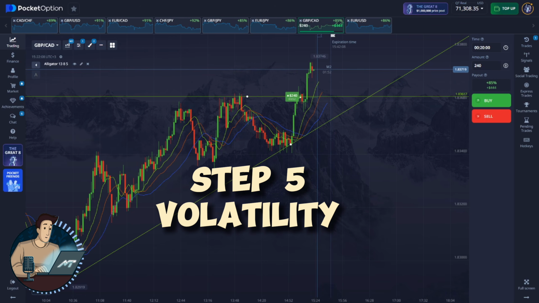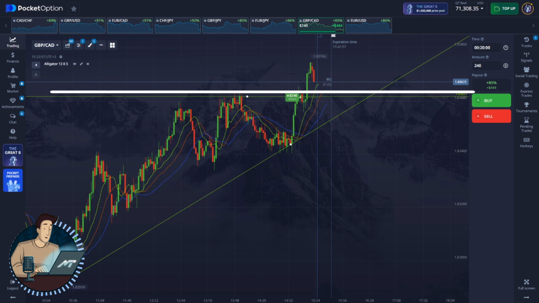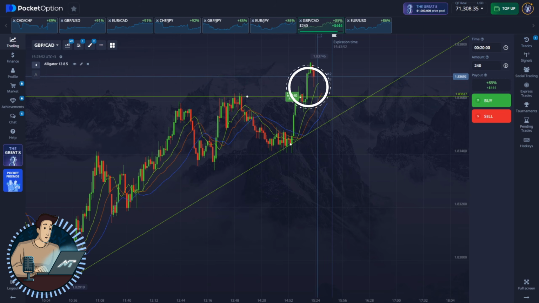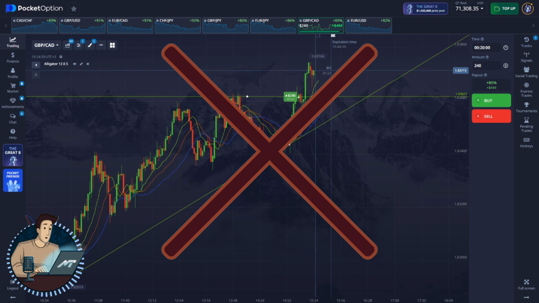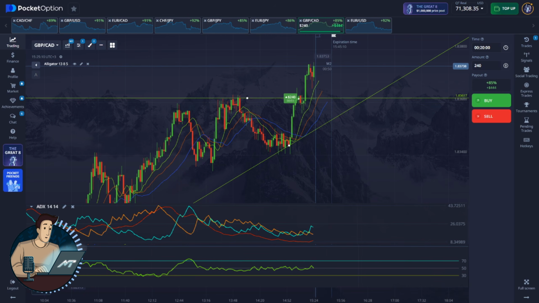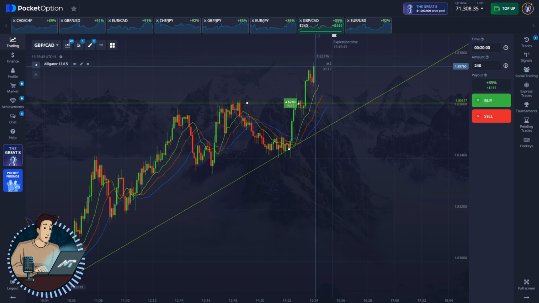Step 5. If you're trading breakouts like I do, the most important is volatility. Always check it. Price should react to the strong level with small candles. There, we wait for volatility to go up. Once it spikes, boom, a big candle breaks a level. That's your entry. Pro tip, never rely on alligator alone. Combine it with other indicators like RSI or ADX for better confirmation. I personally like combining it with RSI, and I'll show you how in the end of the video.